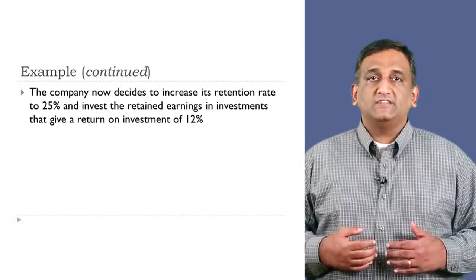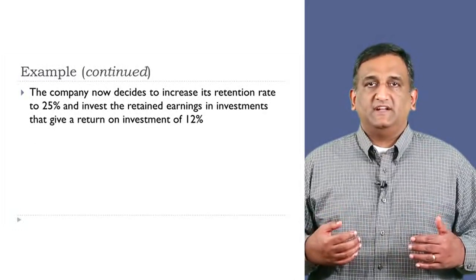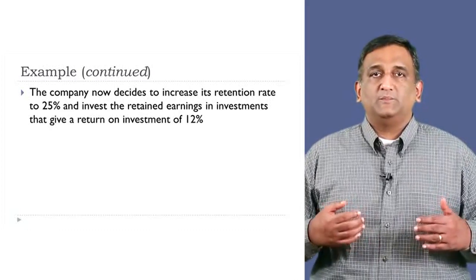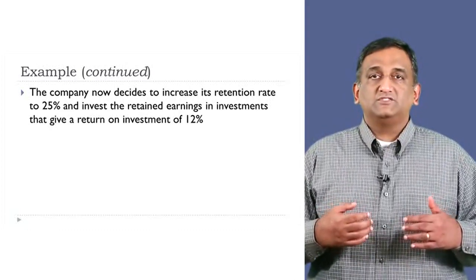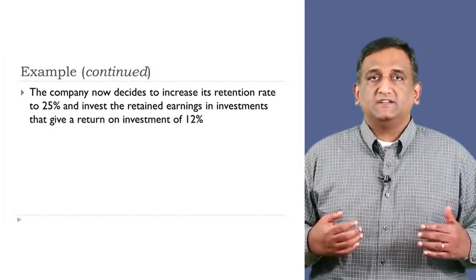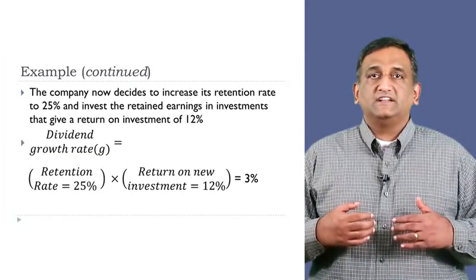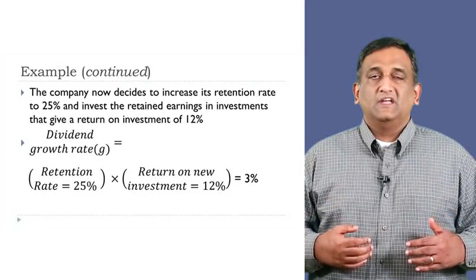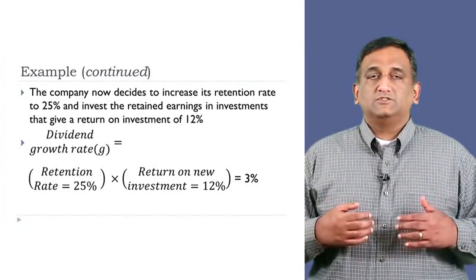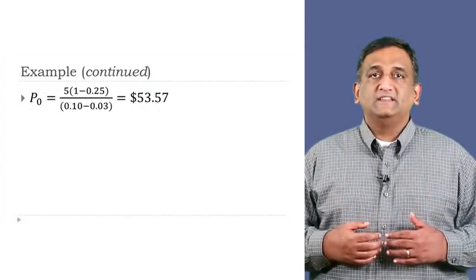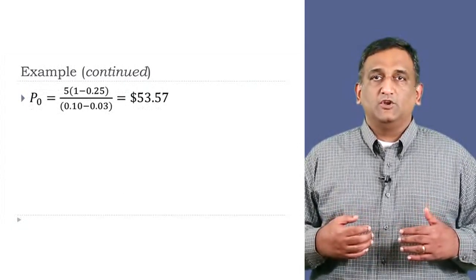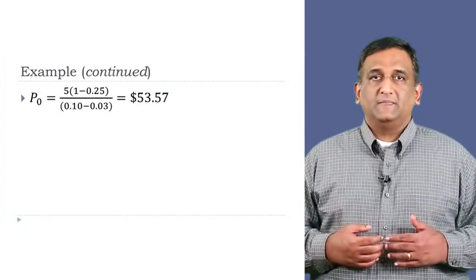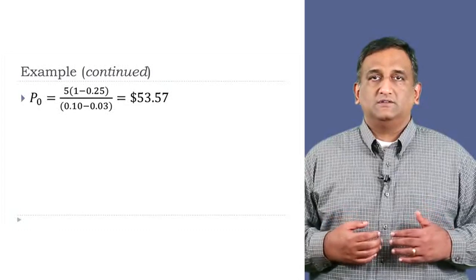Say the company now decides to increase its retention rate to 25% and invest the retained earnings in investments that give a return on investment of 12%. Will this change the company's stock price? If so, in which direction? Growth rate g is now the retention rate of 25% times the return on new investment of 12%, which gives us 3%. The stock price today, P_0, would be the reduced dividend of 5 times (1 minus 0.25) divided by (0.10 minus 0.03), which comes to $53.57.